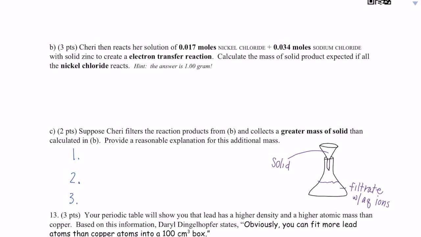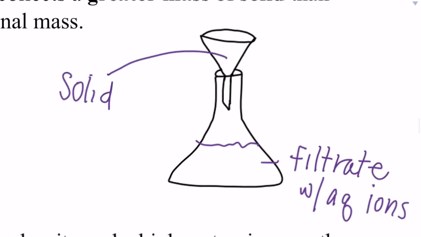Suppose Sherry filters the reaction products from B and collects a greater mass of solid than calculated in B. Provide a reasonable explanation for this additional mass. So if we look at the setup, we've got the solid in the top in our filter, and below we have the filtrate, which is the leftover solution, with the aqueous ions that have gone through.